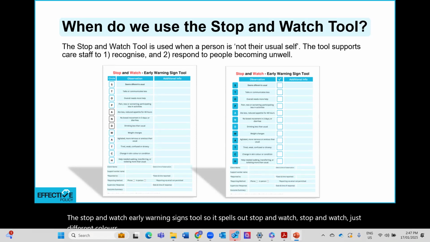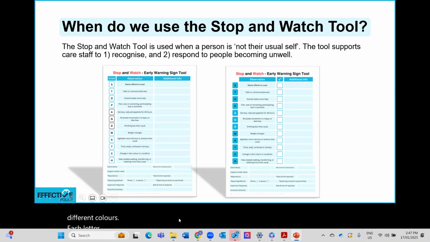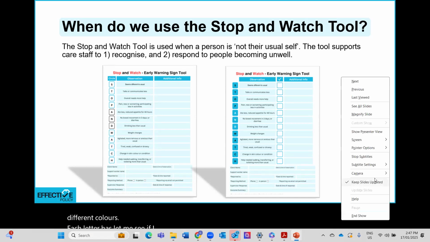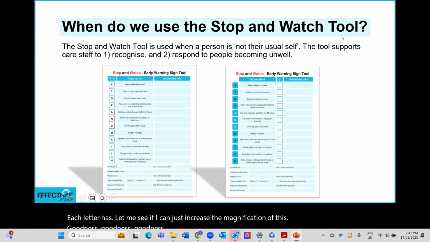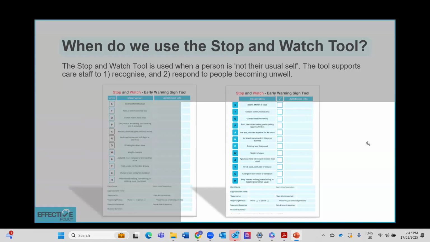And each letter has, let me see if I can just increase the magnification of this. Goodness. Not sure that I can. It's probably my eyes more than you guys that aren't seeing. Oh, here we are, magnifying glass.